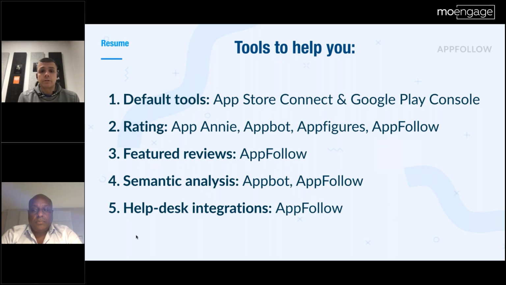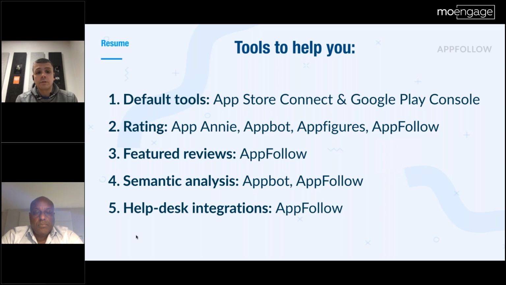Tools that can help you manage that. So they're default ones, App Store Connect and Google Play Console. Unfortunately, they're not that flexible and convenient to work with reviews on scale. So I would very much recommend you to think of any kind of alternative here. For ratings, you can use definitely App Annie. Also, there's AppBot, AppFigures, and AppFollow.